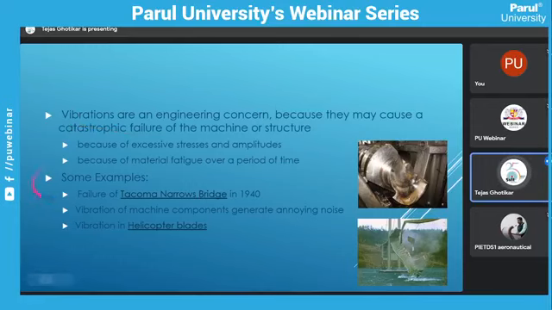Let's look at a few examples. There is one example here: the Tacoma Bridge. Even during school days we studied that you cannot march in step on a bridge. What is the reason? The reason is it will generate resonance. What is resonance? We'll see that afterwards. Let's see one small video here.